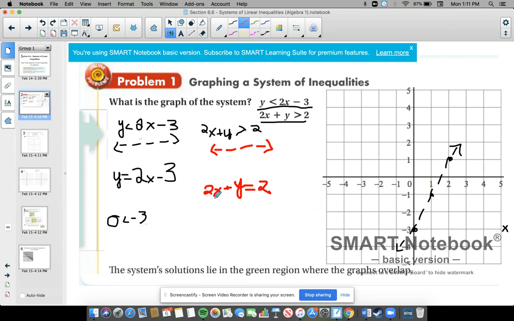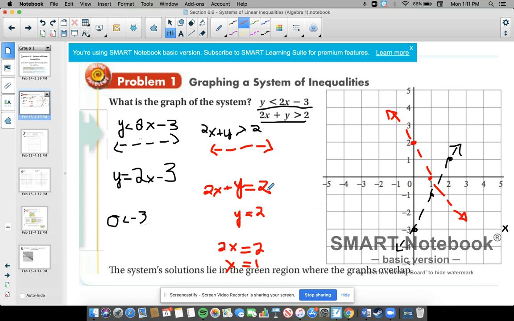I'm going to plug in 0 for x. That means y equals 2. So my y-intercept is 2, so it's right up here. Plug in 0 for y, and I get 2x equals 2, because the y just disappears. Divide by 2, x equals 1. So now, if I have both those points marked, I have enough to graph a line. Now I just have to remember it is dashed. So there's my line.